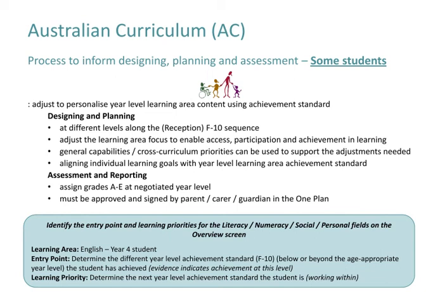Discussion needs to occur with parents, carers, guardian, when the student is working within a different year level achievement standard than their peers. This must be approved and signed by the parent, carer, guardian and recorded in the One Plan.